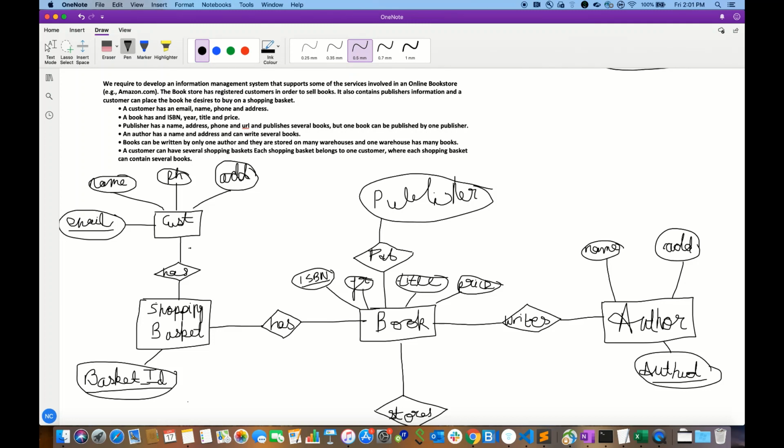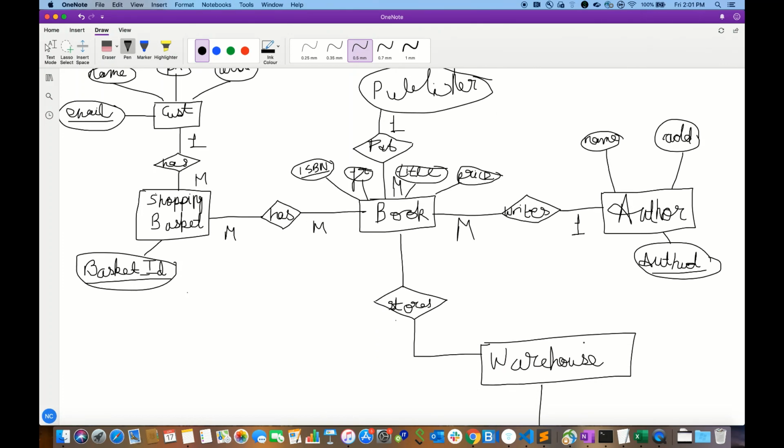So one customer can have many shopping baskets, and many shopping baskets can have many books. We can express this. And one publisher can write many books, and many books can be written by one author. And many books can be stored in many warehouses.